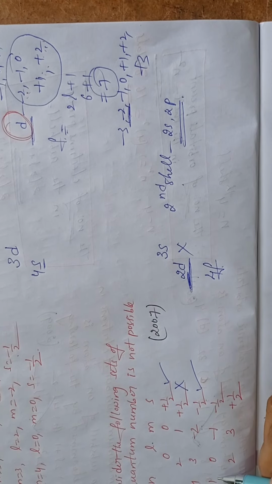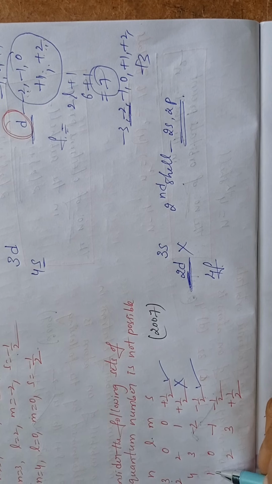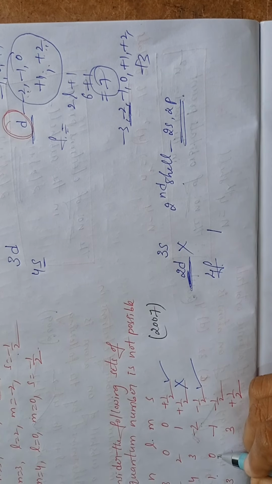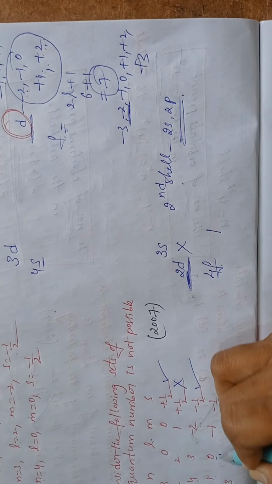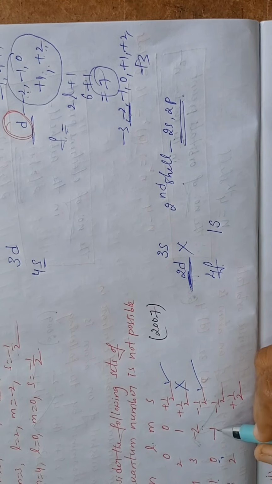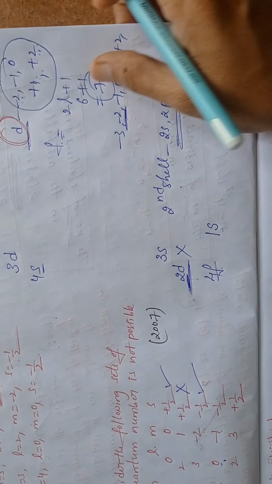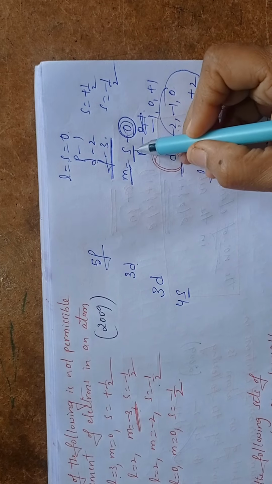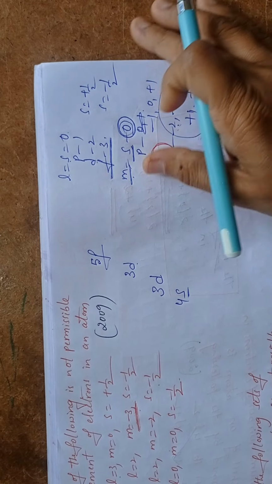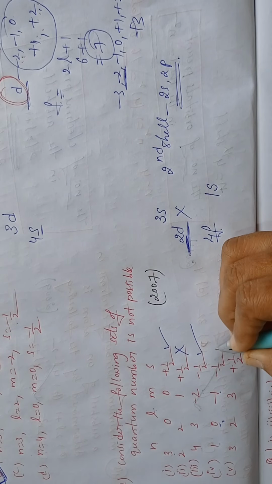Now coming to the fourth option, students. Here n value is 1 and l value is 0. N equal to 1 means the first shell. L equal to 0 means the s subshell. M value is -1. For the s subshell, the m value is 0, it is not equal to -1, but here -1 is given, so it is not acceptable.